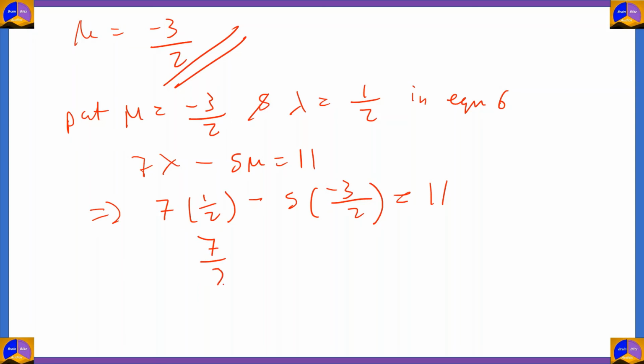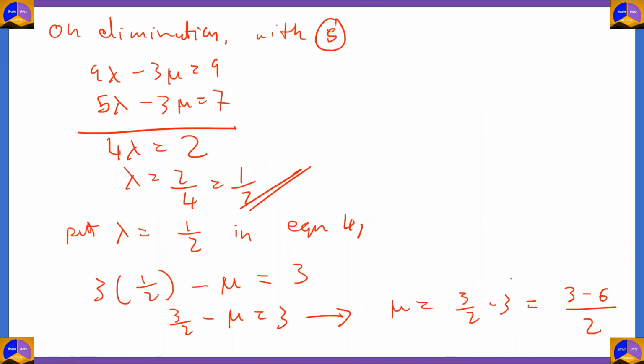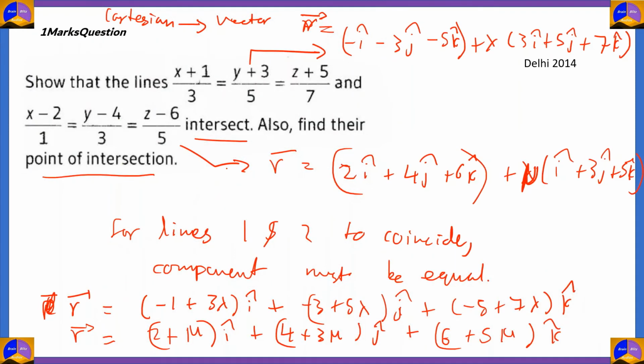So that is 7 by 2 plus 15 by 2 is equal to 11. 7 plus 15 is 22. So 22 by 2 is equal to 11. So that is 11 is equal to 11. So this is true. So therefore, both components are equal. And therefore, we showed that the lines intersect.